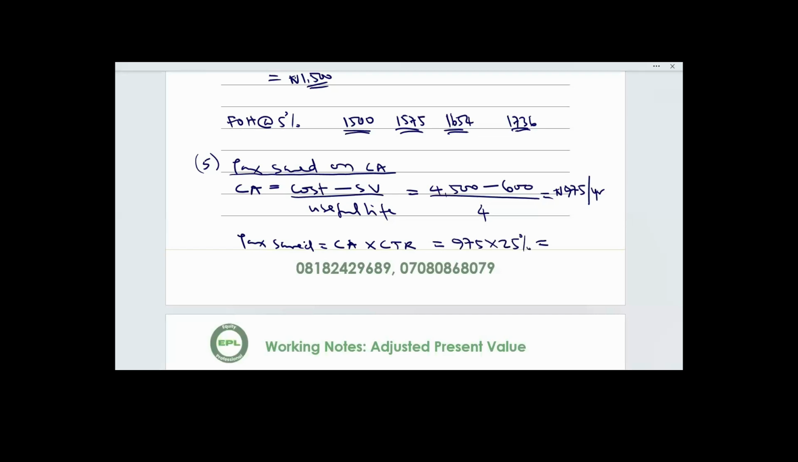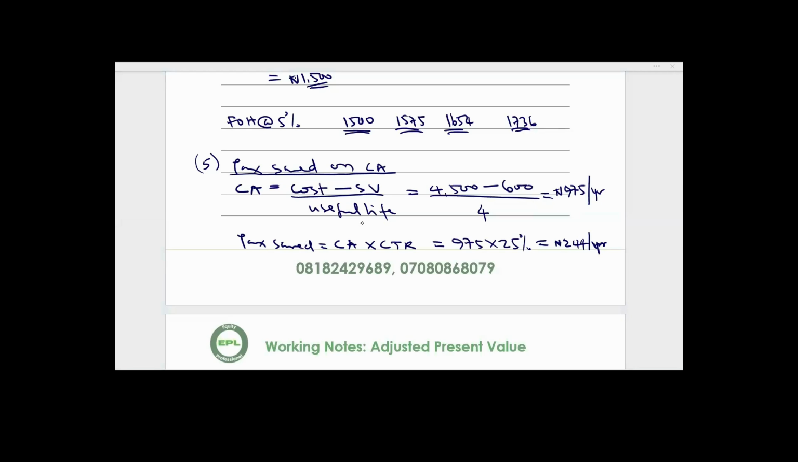So what do you have there? Multiplied by 0.25 equals 244. 244 per annum, 244 million per year. That's what the company will claim. Remember, it's 243.75. If you do 244 times 4, that will be over by 1. That will be 976. Therefore, you can make the last one equal to 243 instead of 244.